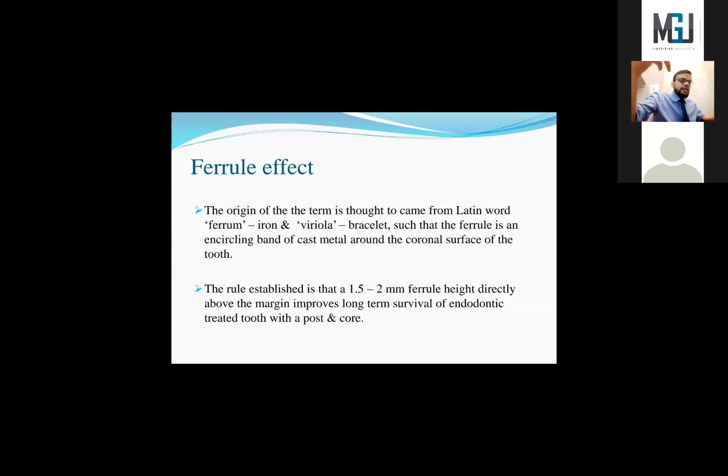Let us actually theoretically understand what exactly is ferrule effect. So from the theory point of view, it originated from a Latin word. That's how the term ferrule came into the picture. So the rule says that 1.5 to 2 mm of a ferrule height above the margin improves the long-term survival of an endodontically treated tooth with a post and core. That's exactly what I kept mentioning to you in the clinical cases. 1.5 to 2 mm of sound tooth structure, supragingivally 360 degrees. That's your answer for a long-term success for your post and core.